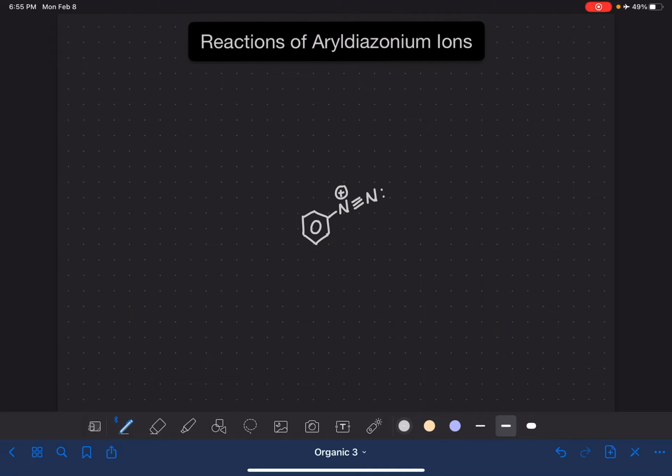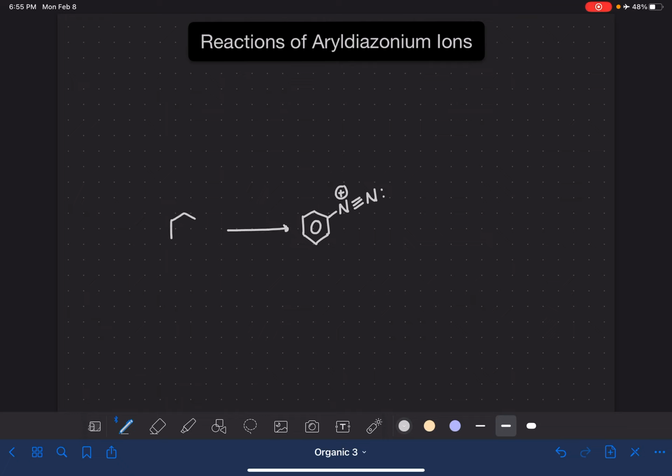In this video, we're going to look at some of the cool reactions of the aryldiazonium ions. This molecule that I've drawn here in the middle is a diazonium ion, specifically an aryldiazonium ion. This part of the molecule is what we refer to as the diazonium ion aspect, and the aromatic ring attached to it specifically makes it an aryldiazonium ion.